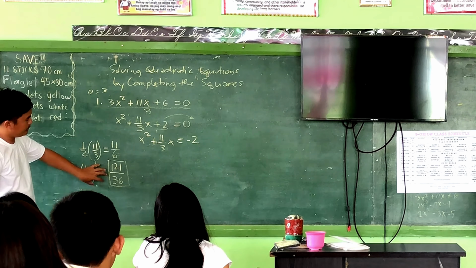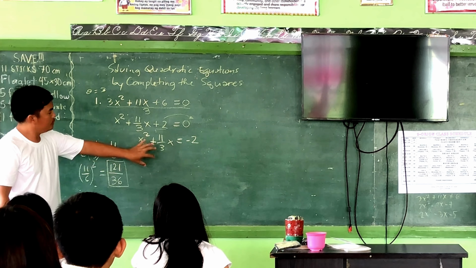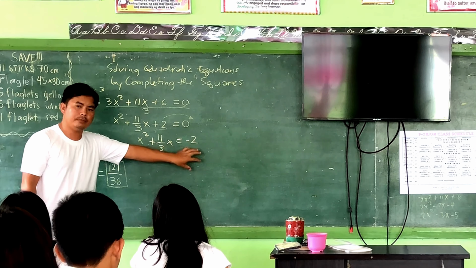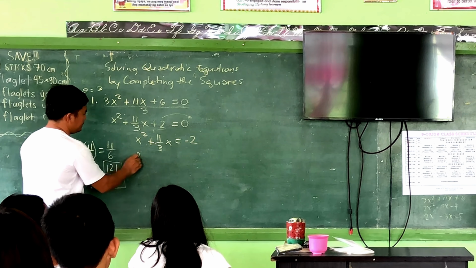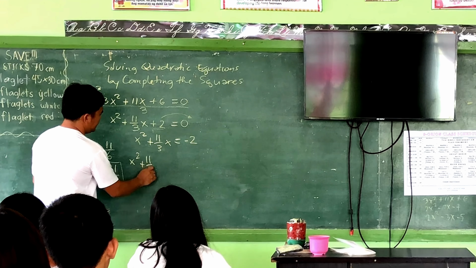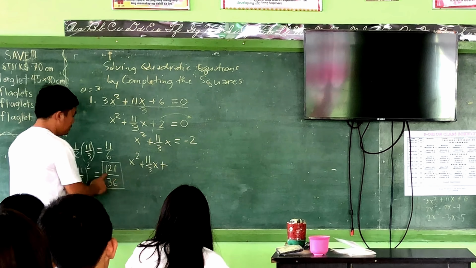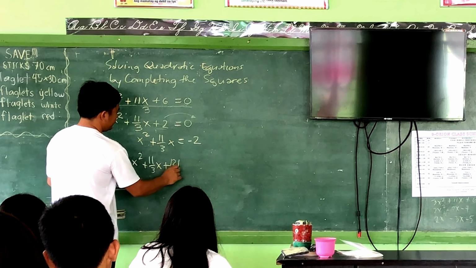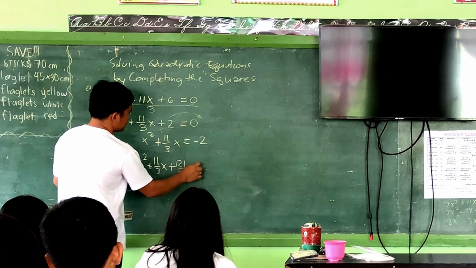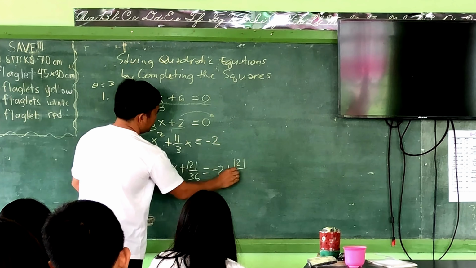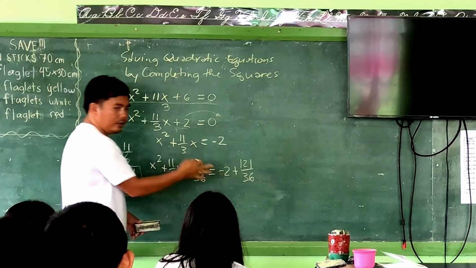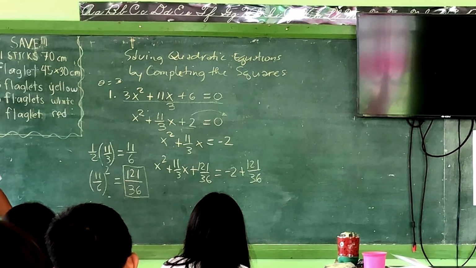This is the value that we're going to add to the left side and the right side of the equation. So we're going to have x squared plus 11 over 3x plus 121 over 36 equals negative 2 plus 121 over 36. Done.